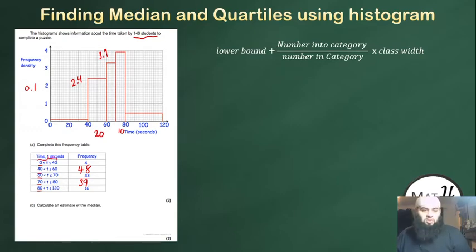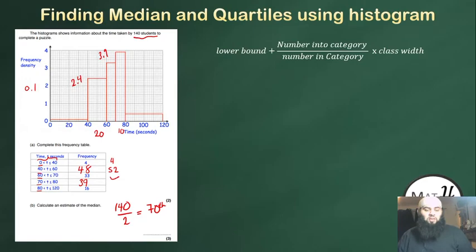The first question says calculate the estimate of the median. We know that there are 140 students. To find the median number, we do 140 divided by 2. That's the 70th number. This number is 4. When you add onto this one, this is the 52nd number, and so the 70th, which is the median number, should be in this category over here.